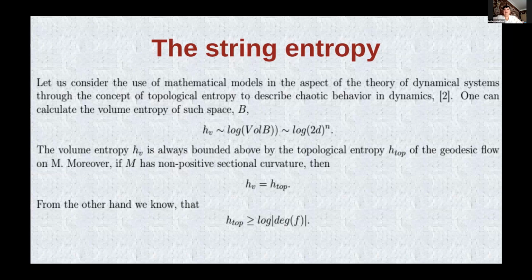Moreover, if M is a manifold connected with a vector bundle, which is described by black holes, and if M has non-positive sectional curvature, then topological entropy is equal to volume entropy. On the other hand, we know that topological entropy is larger than or equal to the logarithm of the degree of F.